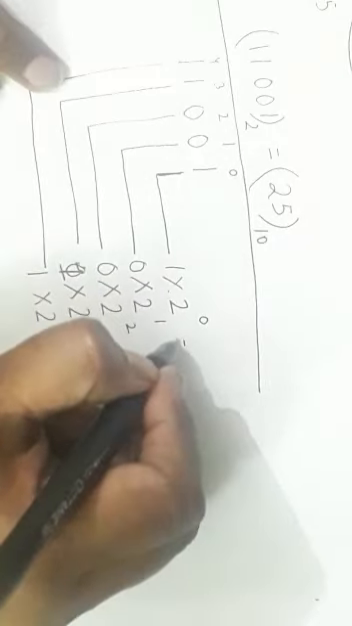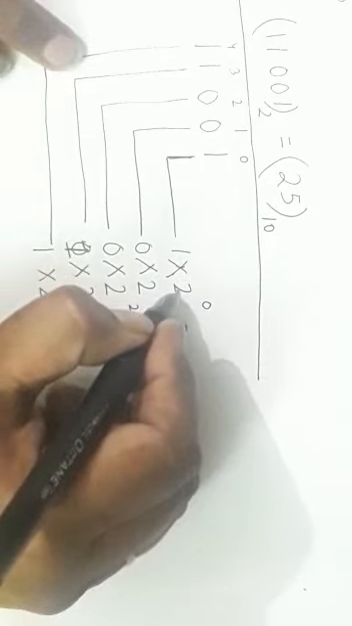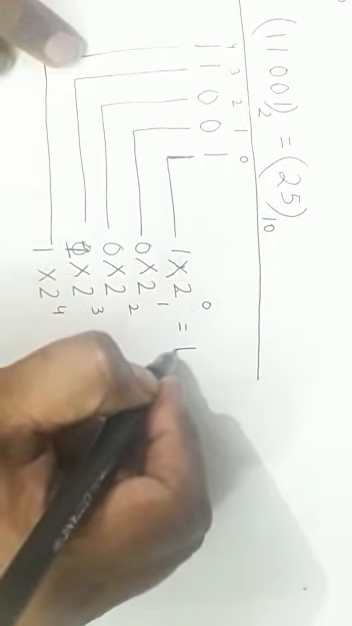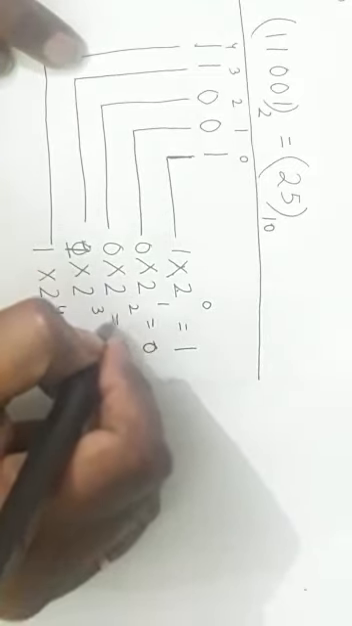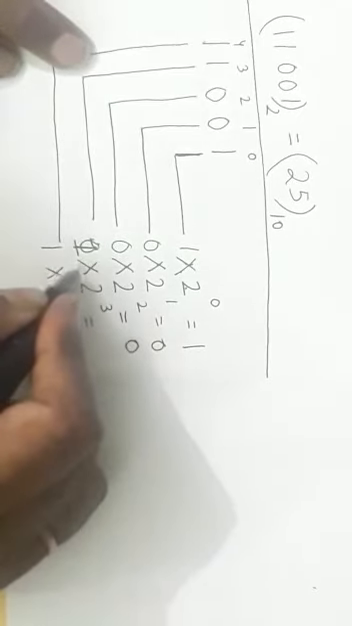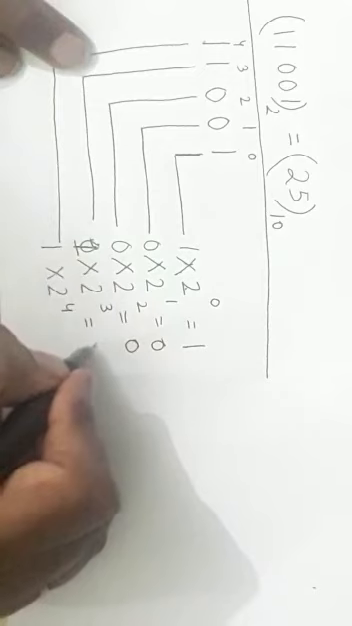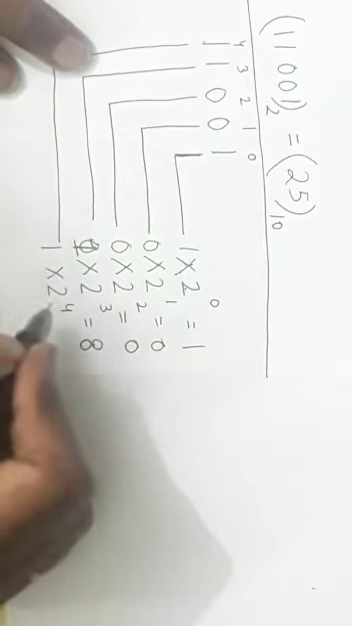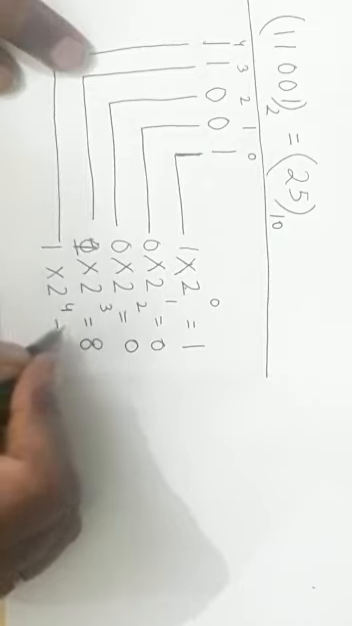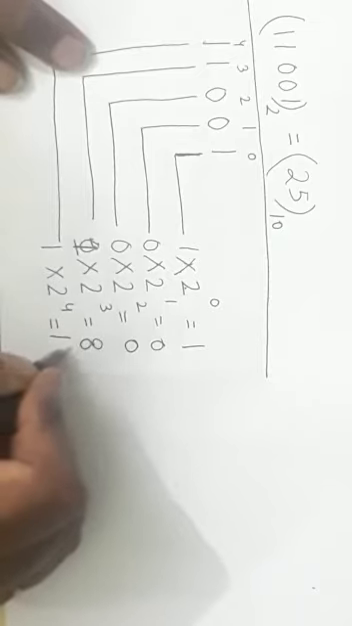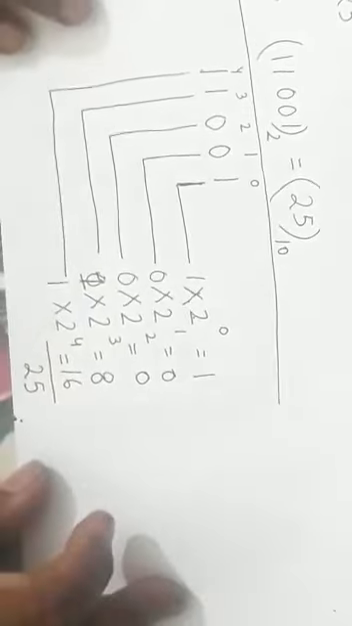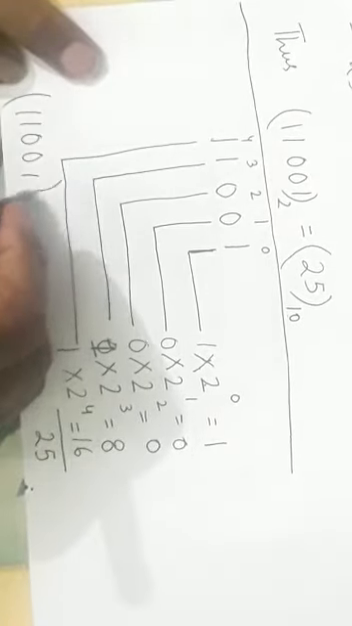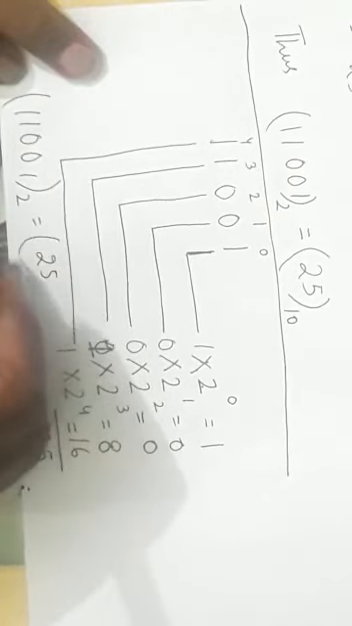So now let's calculate here. 1 into 2 power 0 becomes 1. Then 0 multiplied with 2 power 1 will become 0, and 0 for 2 power 2. And here 1 into 2 power 3 becomes 8. Then 2 to the power 4 is equal to 16. And then you add, and you will get the answer 25. So again you can write it this way: equal to 25 decimal.